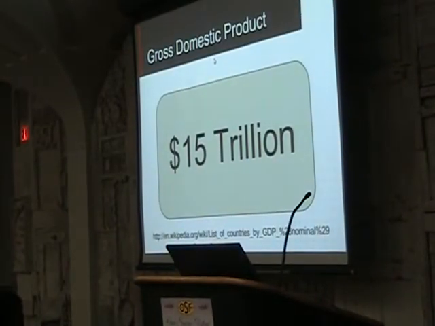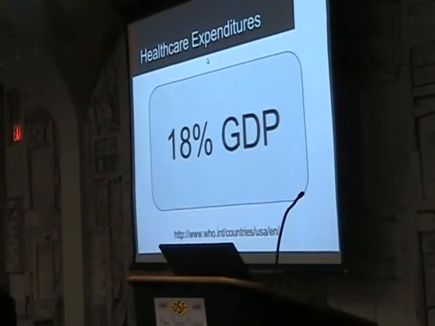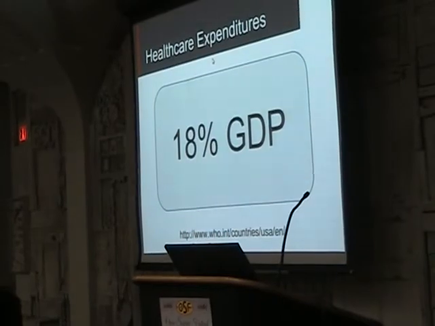Now, this country generates $15 trillion in economic activity. That's a lot of money. This is about 30% of the GDP of the planet. That's about the scale of the economy of the United States. Of that, we spend 18% on healthcare. So that's a lot of money from one of the largest economies on the planet. And that comes out to $2.8 trillion.